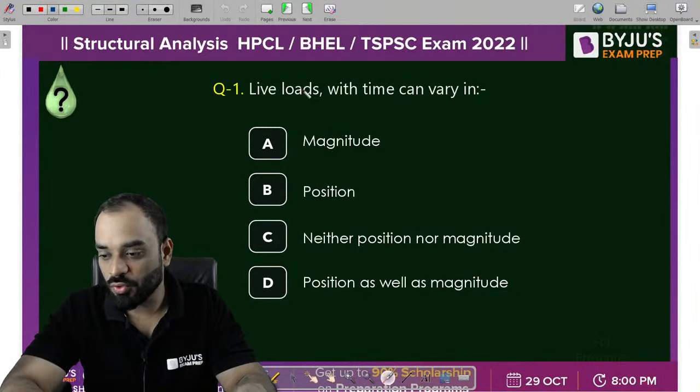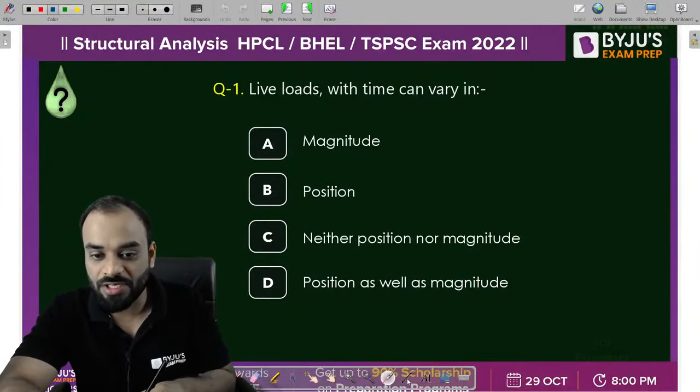The live load value, tell me, guys, quickly. D, position as well as magnitude. Very nice, guys, very nice.